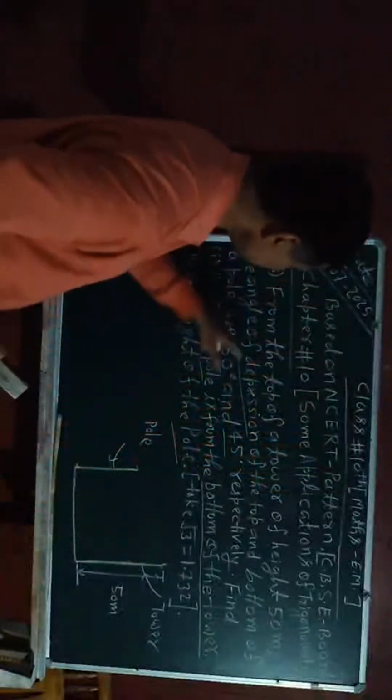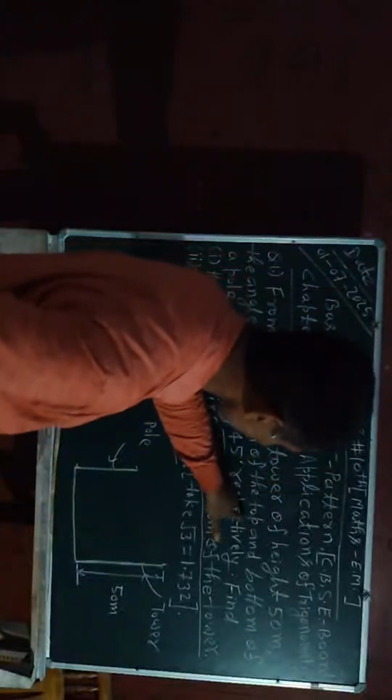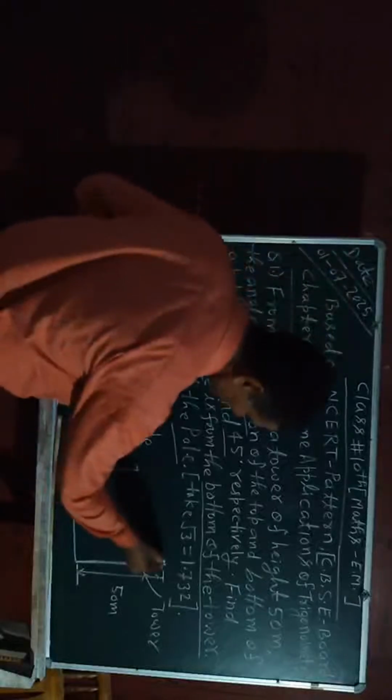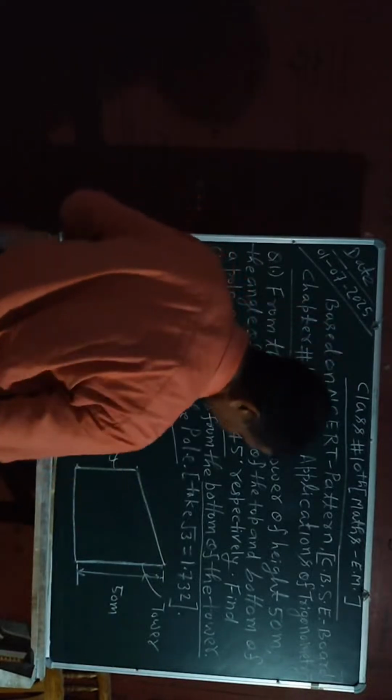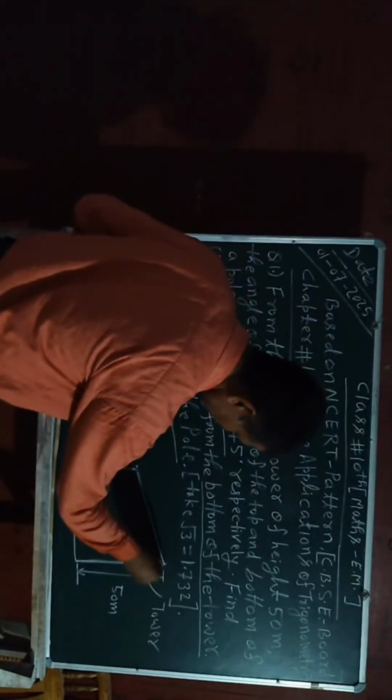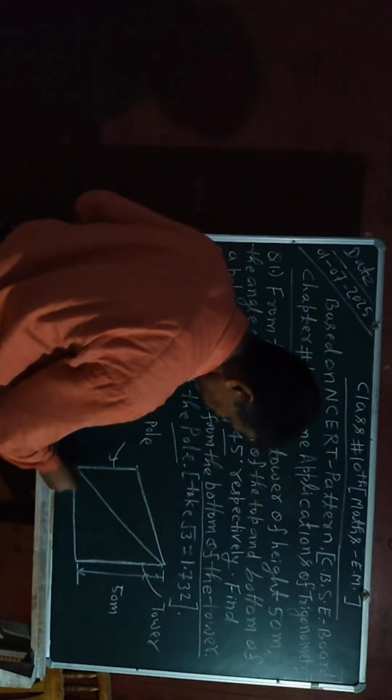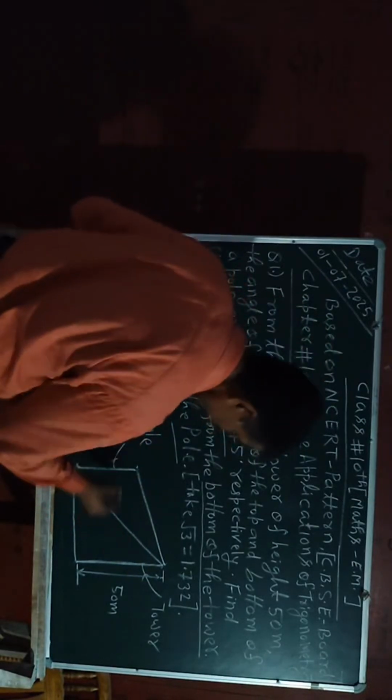Now here, one piece of information is given: from the top of the tower of height 50 meters. It means that this tower has a height of 50 meters. Now from the top of the tower, the angles of depression of the top and bottom of the pole are 30 degrees and 45 degrees. It means one observer is looking from here to there, and that observer is also looking from the top of the tower to the bottom of the pole. So here I am getting the angle of depression.